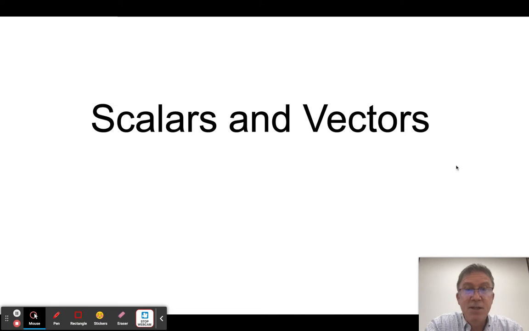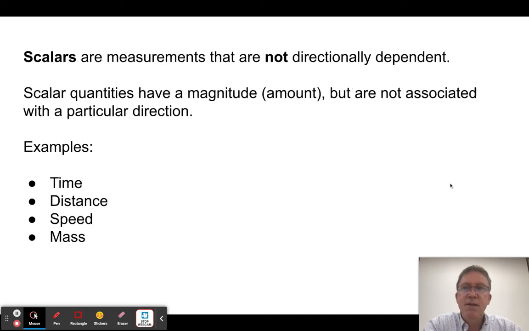All right, so when we take measurements, we sometimes have what are called scalar quantities that we measure, and sometimes we have things called vector quantities, and we need to right away distinguish the difference between the two. So a scalar quantity is a measurement that has no direction associated with it.